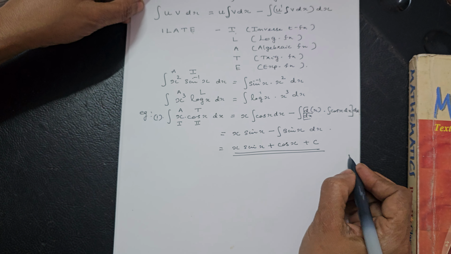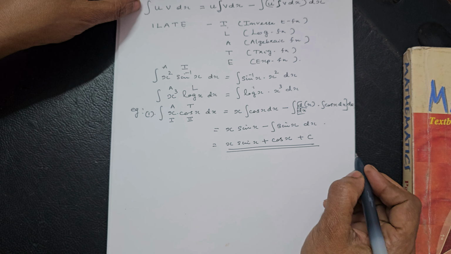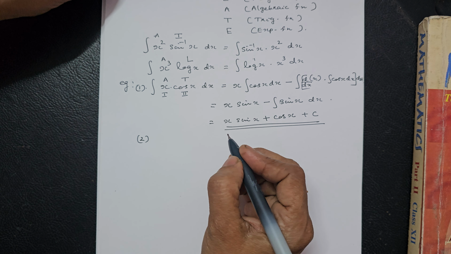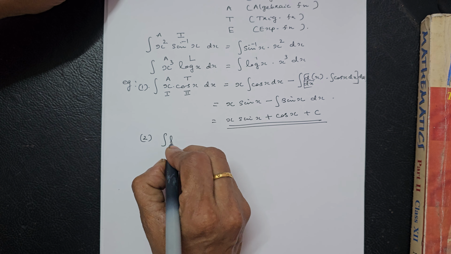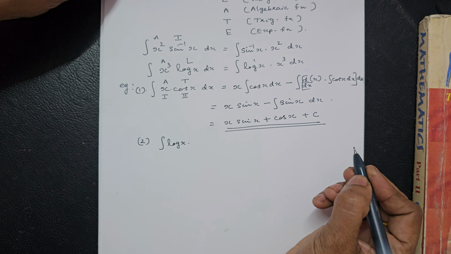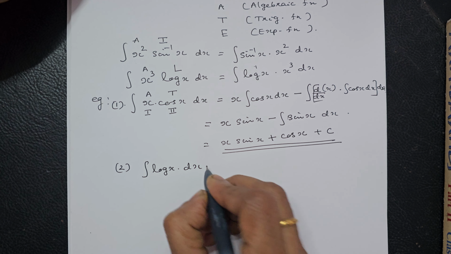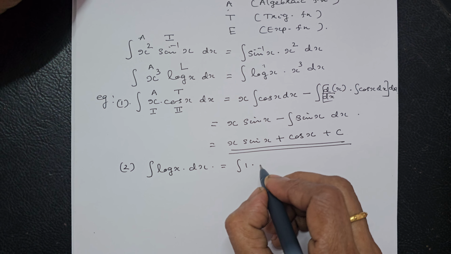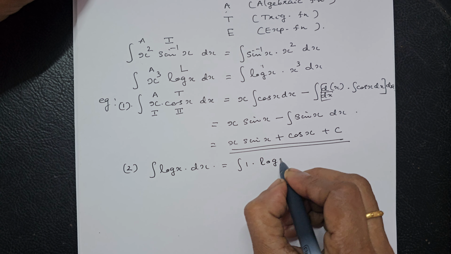In some cases, if we have only one function, sometimes one has to be taken as the second function. For example, if you want to integrate log x, how do you write log x dx? We rewrite log x dx as log x into 1. When you consider log x and 1, log x comes before 1. One can be considered as a polynomial function. So you will write it as log x into 1 dx.